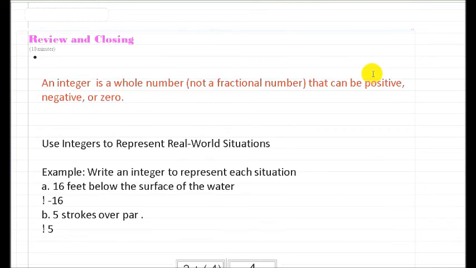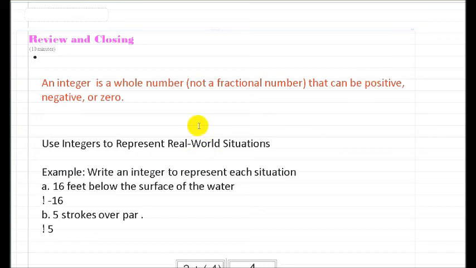Okay, now I give you a review about this lesson. What is an integer? An integer is a whole number, not a fractional number, that can be positive, negative, or 0.